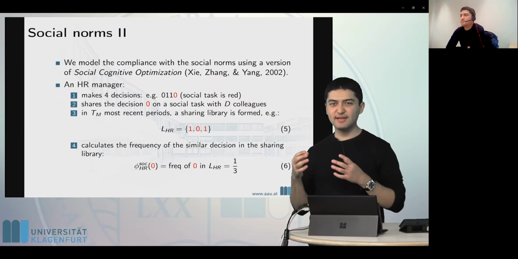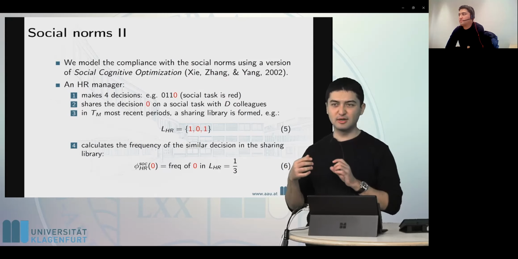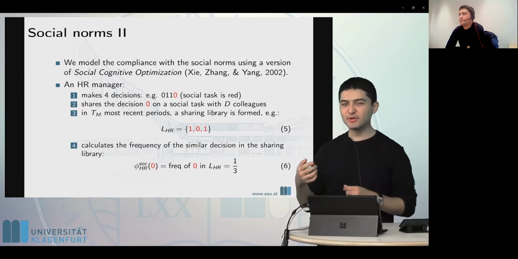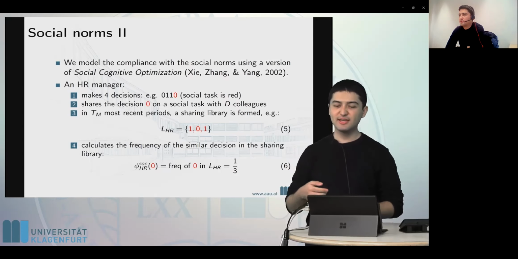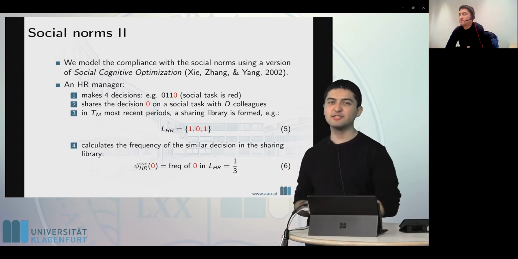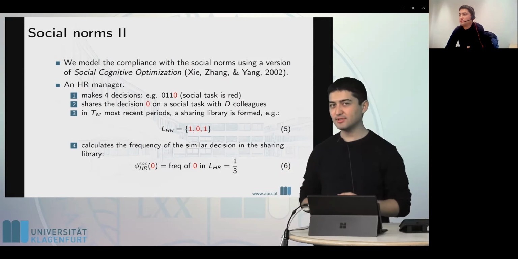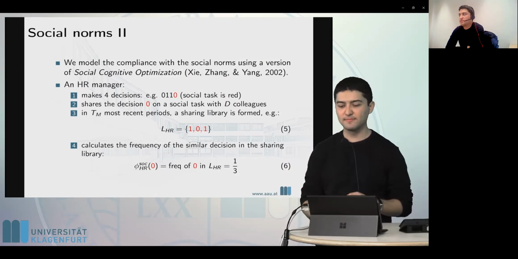So in every memory span of an agent, a library is formed. This is a library of shared decisions. And here we can calculate the compliance of the decision 0 on a social task with the social norms, which would be the frequency of 0 in this sharing library. So in our example, 0 appears once out of 3 times, so the compliance with social norms is 1/3. We can clearly see that this value can be as low as 0 and as high as 1.